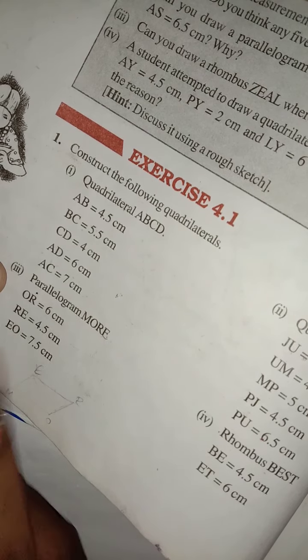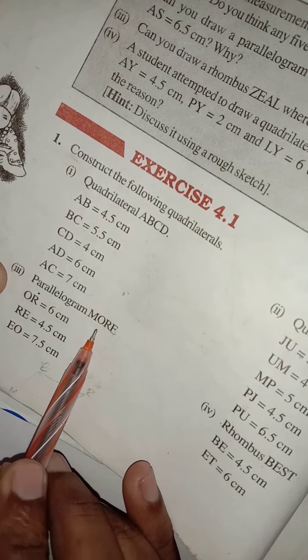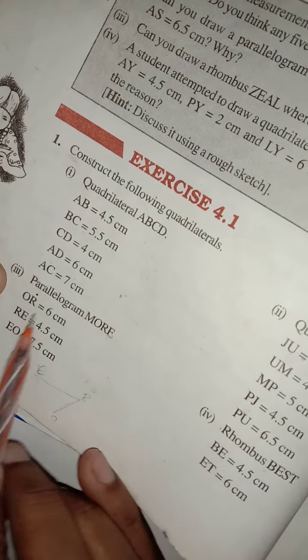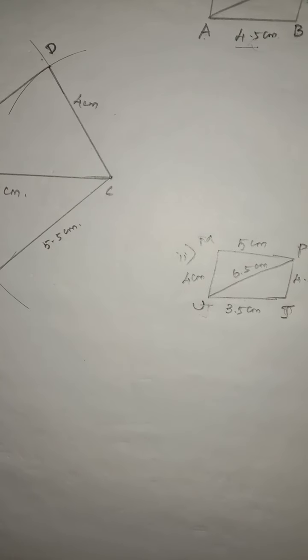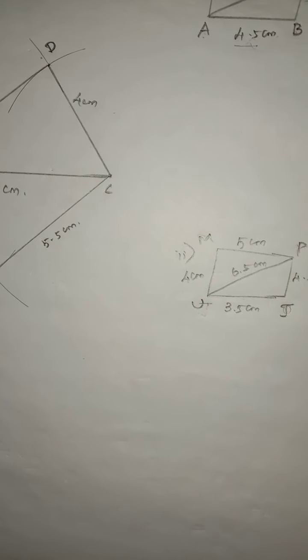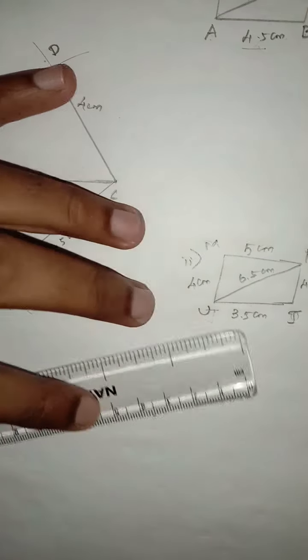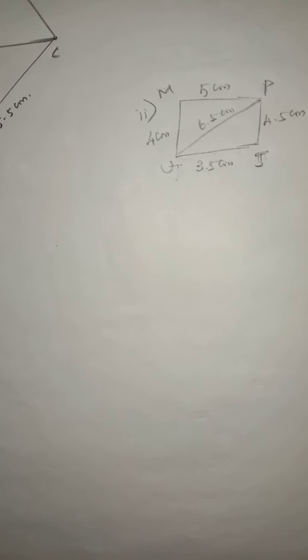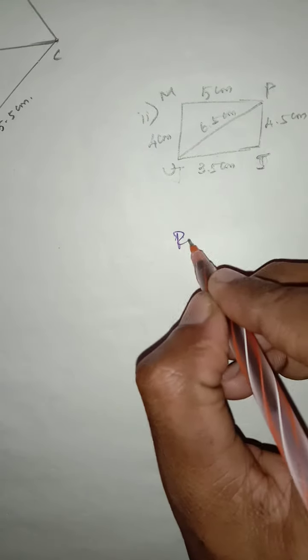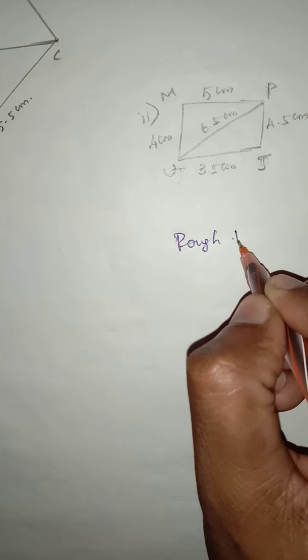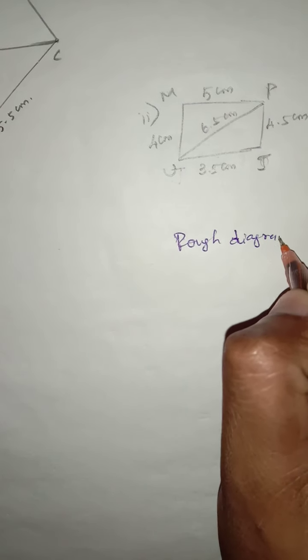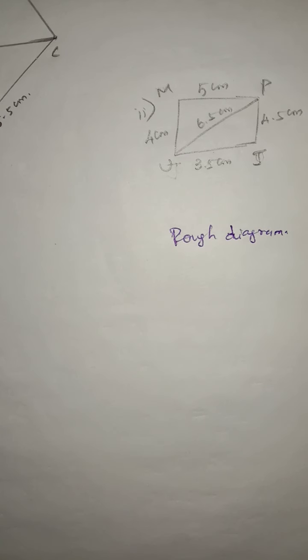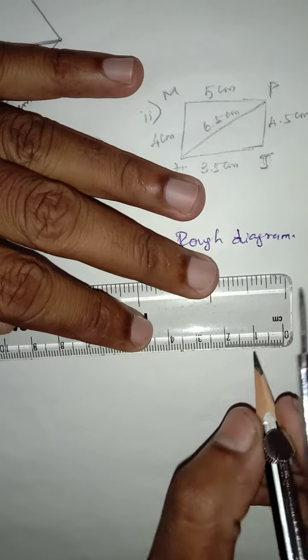So this question, they ask us to draw a parallelogram. The name is MORE and the measurements are given. Since it is a parallelogram, what is the property of a parallelogram? Parallelogram means opposite sides are equal. So as usual, draw a rough diagram. Rough diagram is very important. Without a rough diagram, you are not supposed to draw the construction.